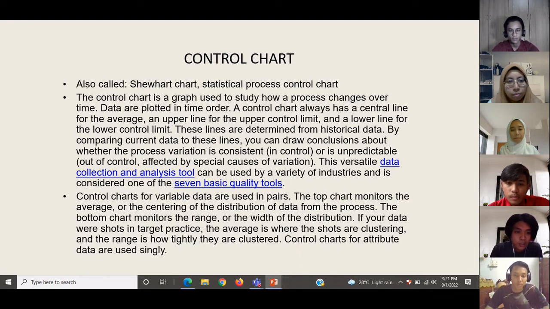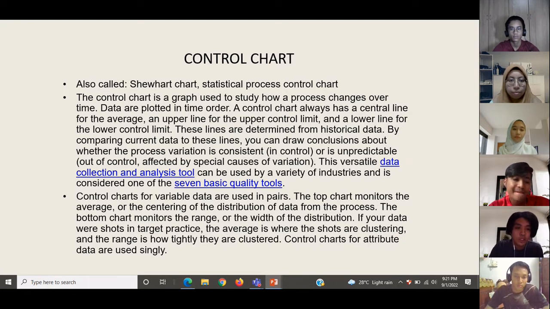By comparing current data to these lines, you can draw conclusions about whether the process variation is constant or unpredictable, out of control affected by special causes of variation. This versatile data collection and analysis tool can be used by a variety of industries and is considered one of the 7 basic quality tools.